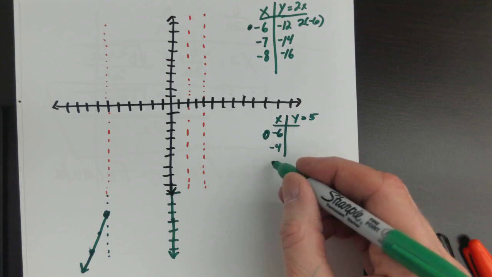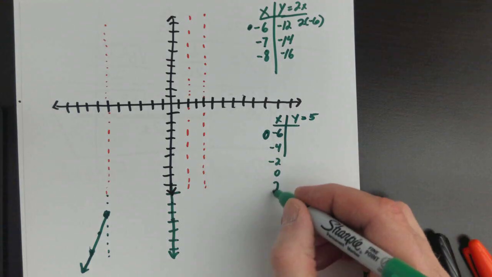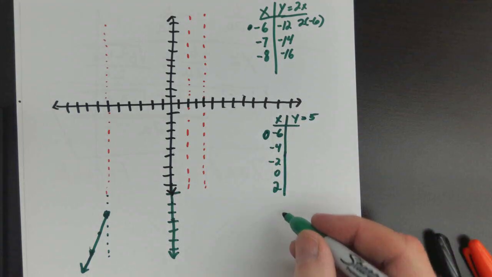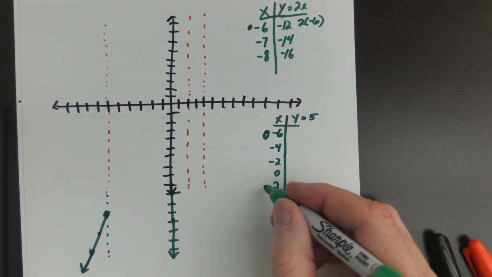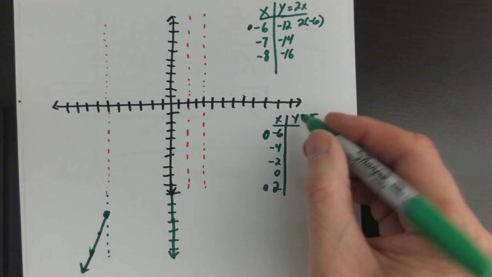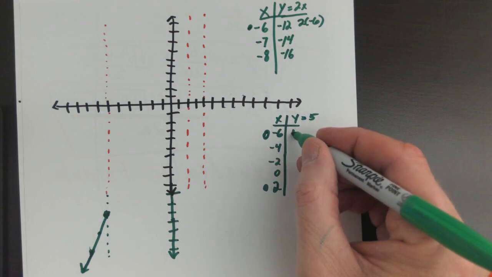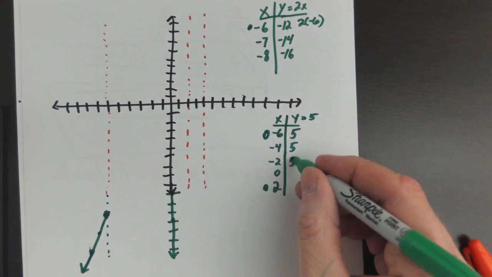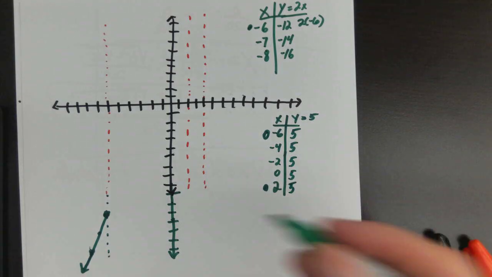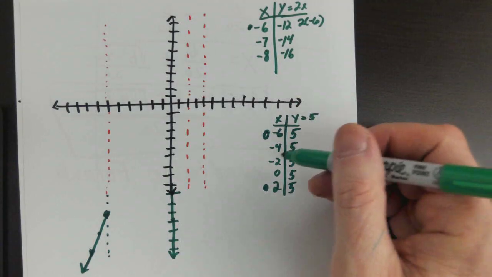I'm going to go -4, -2, 0, and 2. So I'm just going every other number here, the evens here. And this one will get a solid circle, but it's 5. No matter what x is, y is always going to be 5. So that's going to be another of those horizontal lines we've been dealing with.